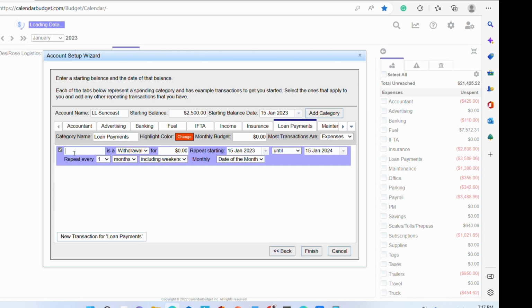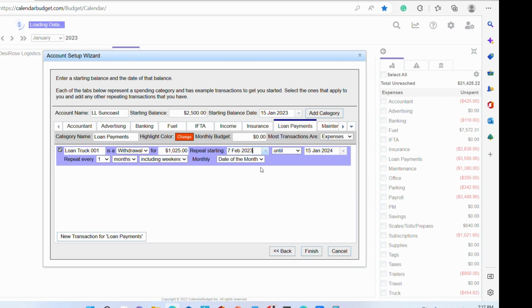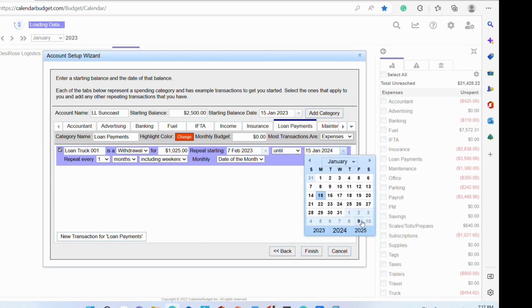And then I like to put, it's up to you, you can put the name of the company the loan is through, if it's Navy Federal, if it's Bank of America, whoever it is. But I like to put loan and then truck number, because you may have multiple trucks with different payments. So you want to make sure this makes sense. And this is going to be a monthly payment. And we're just going to assume that you just bought the truck, so your first payment's not going to be due until, let's say, February the 7th. So on the 7th of each month, you're going to have that truck payment.